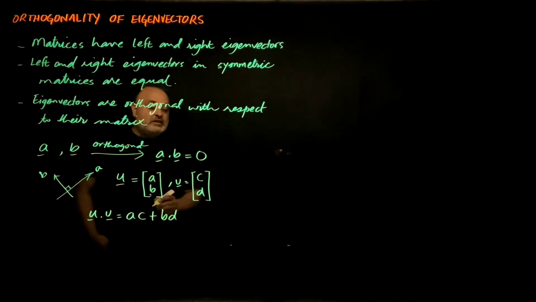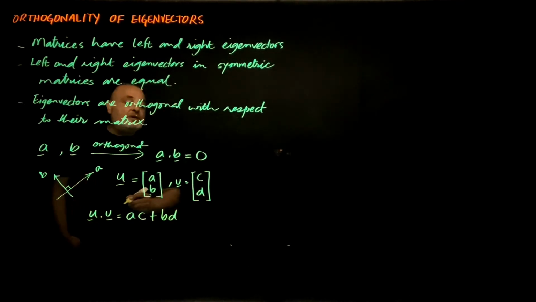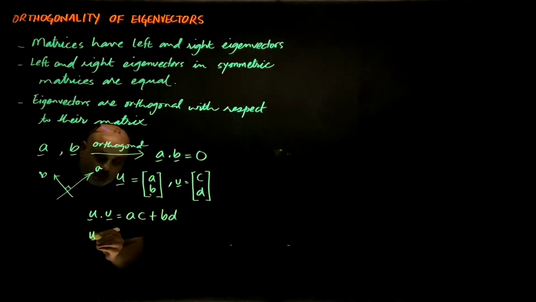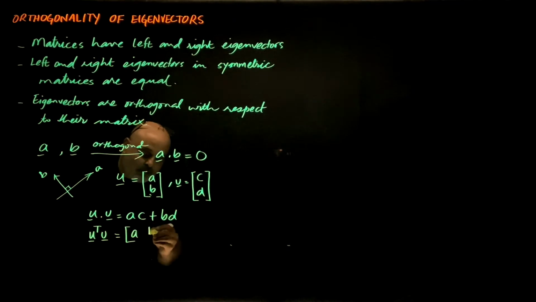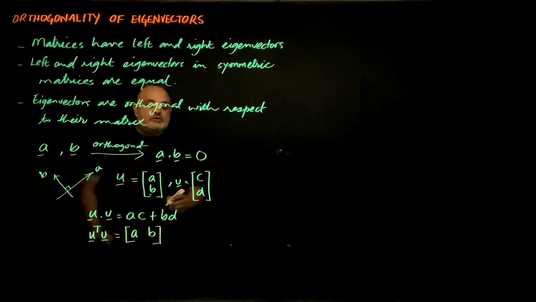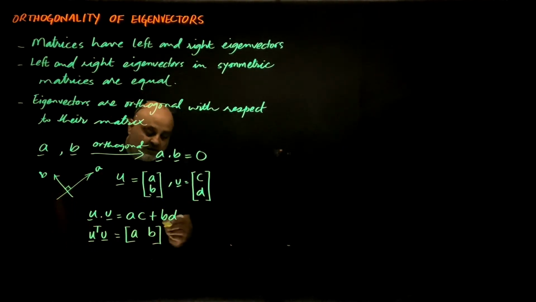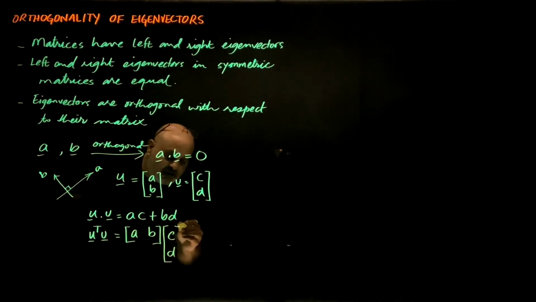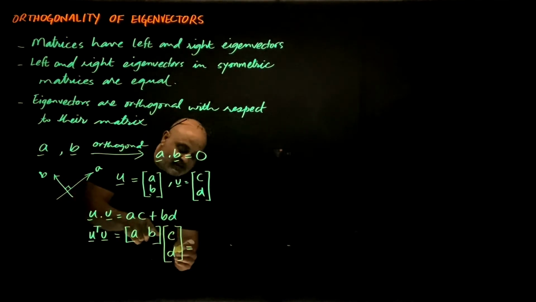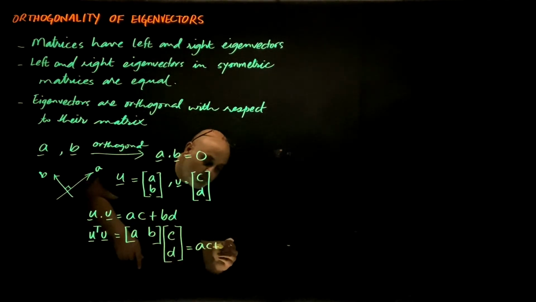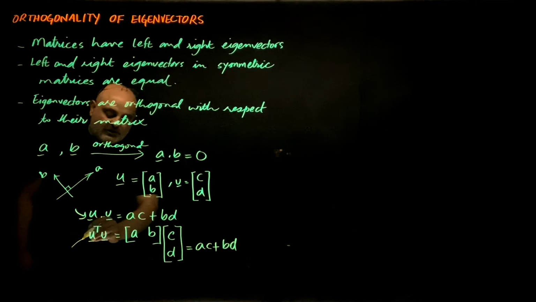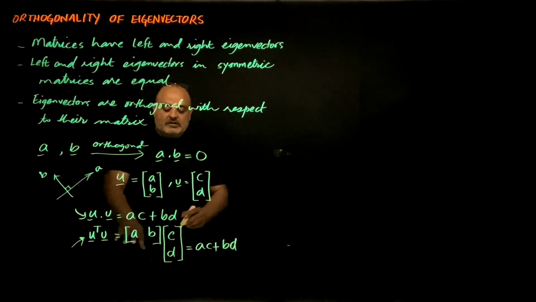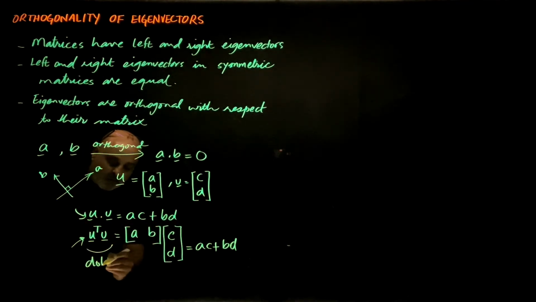Or I can do something else through matrix or vector multiplication. If I take U transpose times V, the transpose of U is A B. Switch rows and columns, so the first column becomes the first row, and V is C and D. Now perform the multiplication: AC plus BD. So instead of writing U dot V, I can write it as U transpose times V. And this is also a dot product form.